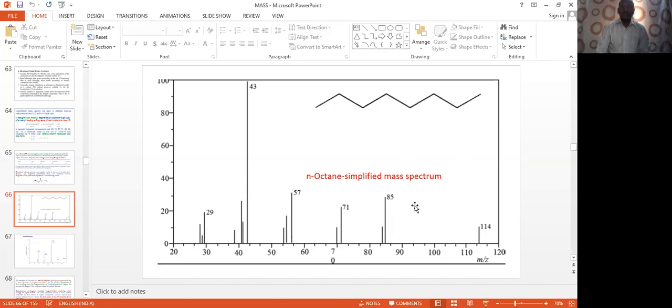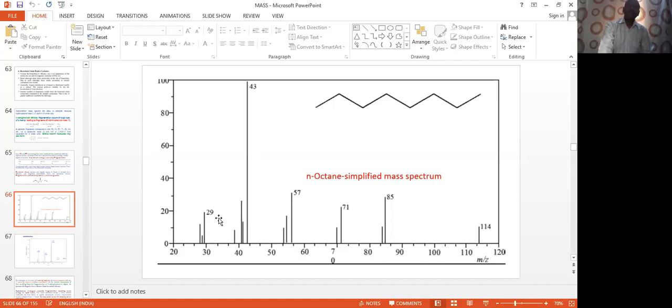And as I told you, here the M by Z value of 43 or the M by Z value of 57 will have high intensity because they do not undergo secondary fragmentation. So here M by Z value 43 is 100%, and then you have M by Z value 57. So these are the prominent peaks in the straight chain alkanes, 43 and 57. By these two peaks you can identify that it is a straight chain alkane.